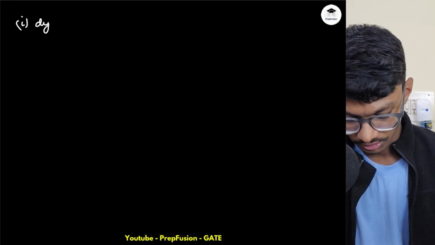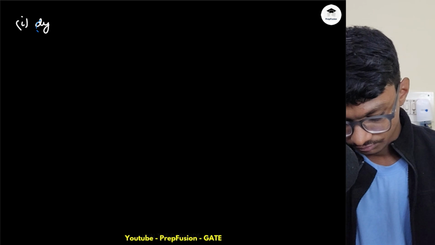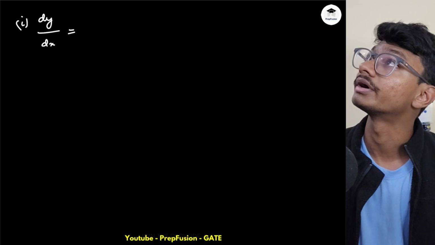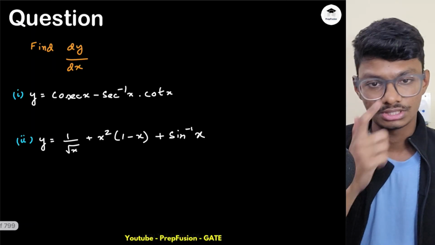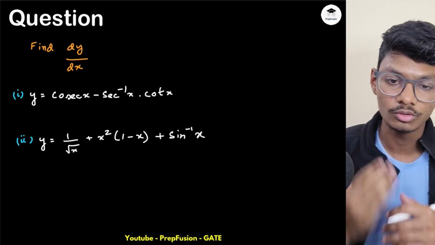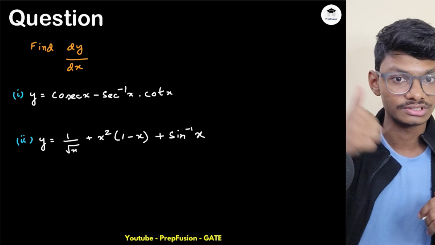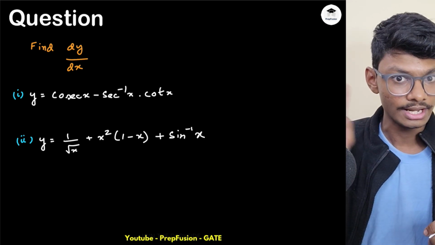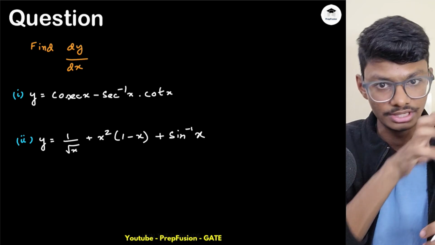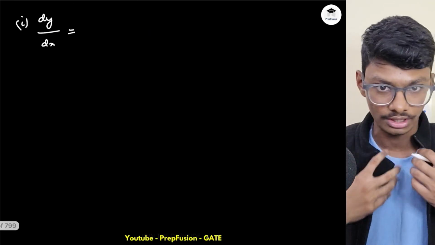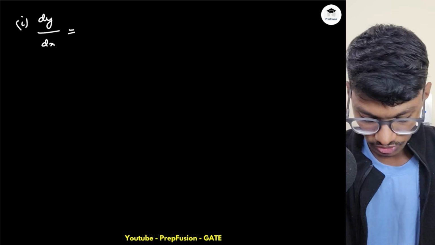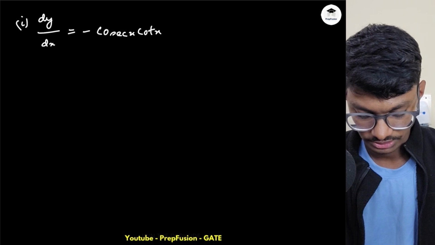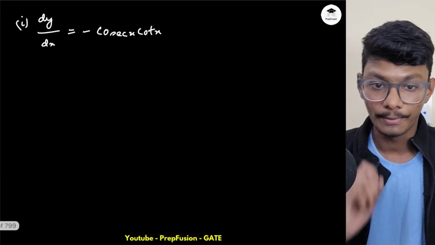So dy dx. What is the differentiation of cosec x? You remember sec x. The differentiation of sec x is sec x tan x. For cosec x, a negative sign gets added, and obviously it can't be tan x, it has to be cot x instead of tan x. That's how I remember it. So it will be minus cosec x cot x. Then minus sec inverse of x.